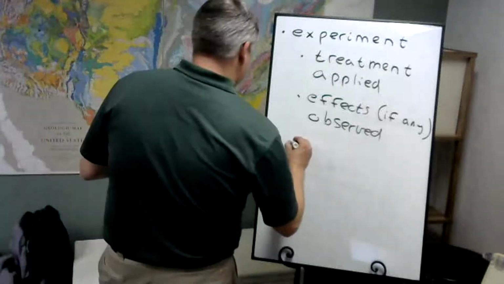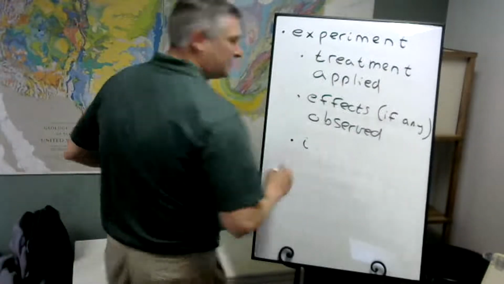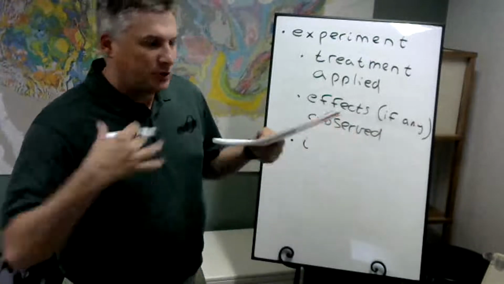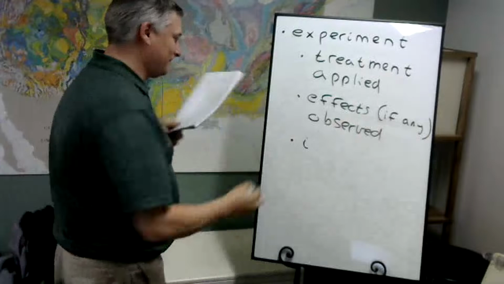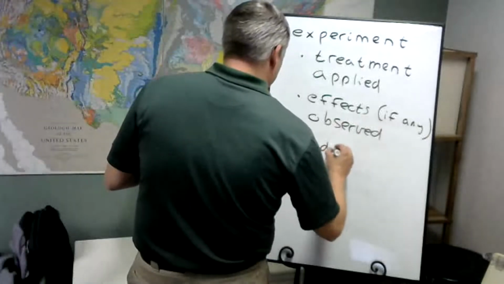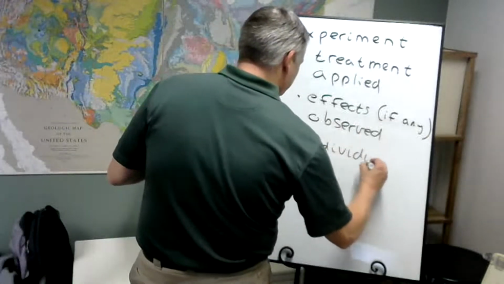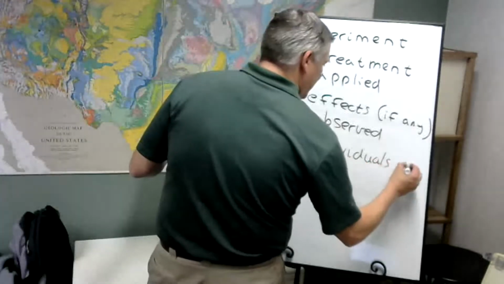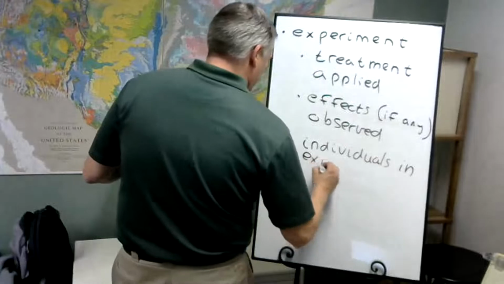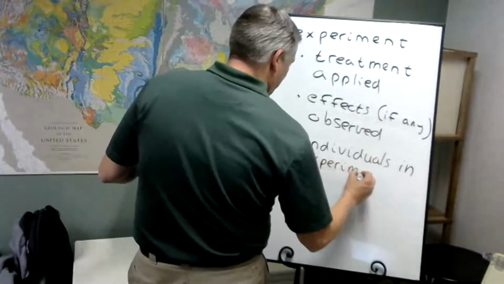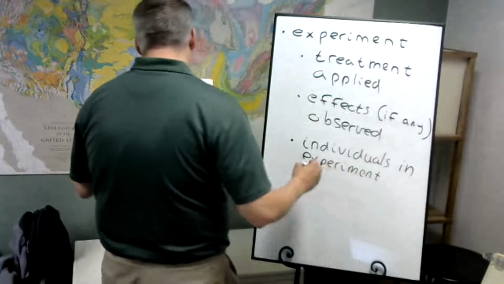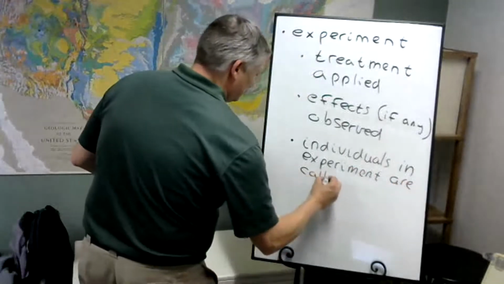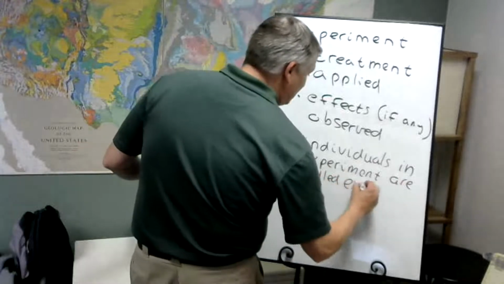Now, individuals, and this is a very broad term, individual. This could be inanimate objects, it could be human beings, it could be animals. Individuals in the experiment are called experimental units.